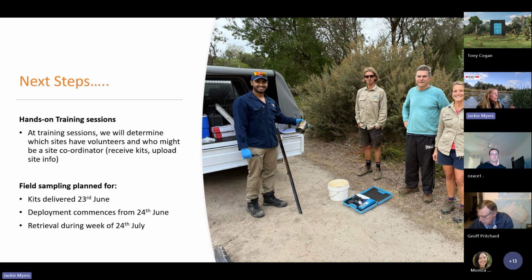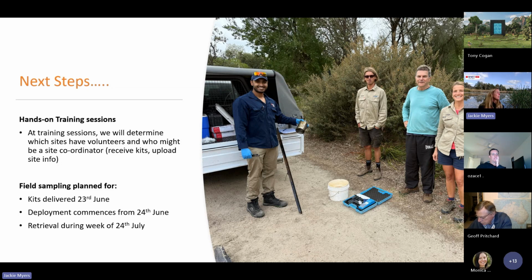This round that's coming up, we're looking to drop off kits around the 23rd of June, and then have deployment commencing from the 24th of June. You'll have about a 1 week period we'd like to get the samplers deployed in. And then we'll be looking at retrieval during the week of the 24th of July. Similarly, over that week, we'd like people to try and retrieve the samplers and get them back to us. Following that, our next rounds of sampling will be around September, October this year.